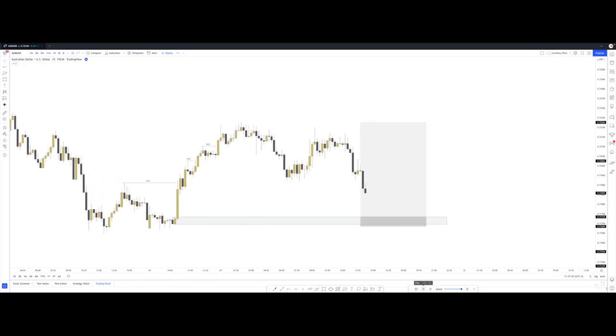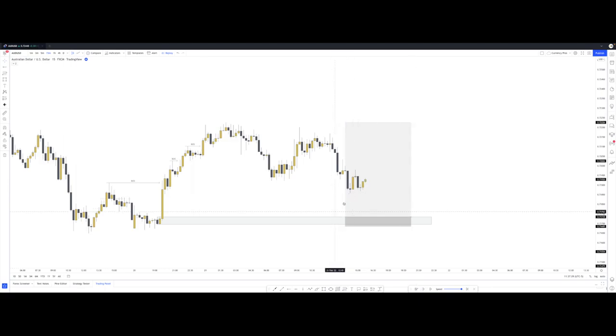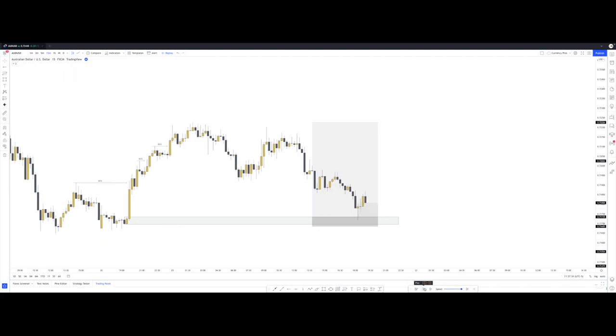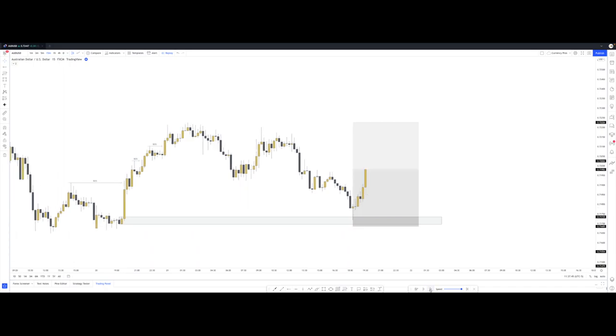Trading higher. Okay, broke that low. So we're definitely headed towards this zone to correct this inefficiency. Okay, right there we got tapped in. Beautiful entry, very little drawdown.